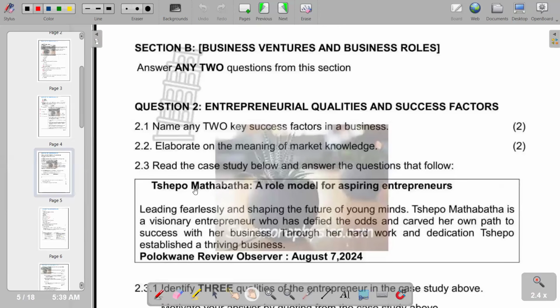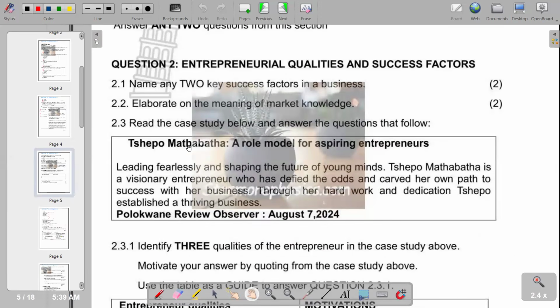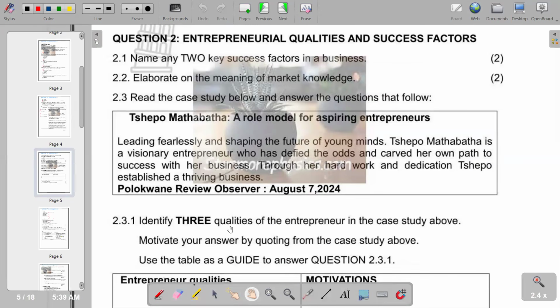And then in terms of 2.3, read the case study below and answer the questions that follow. It is Shepo Matamata, a role model for aspiring entrepreneurs, leading fearlessly and shaping the future of young minds. Shepo Matamata is a visionary entrepreneur who has defied the odds and kept her own path to success with her business through hard work and dedication. She has established a thriving business. So, in terms of the first question, it is identify three qualities of the entrepreneur in the case study above.